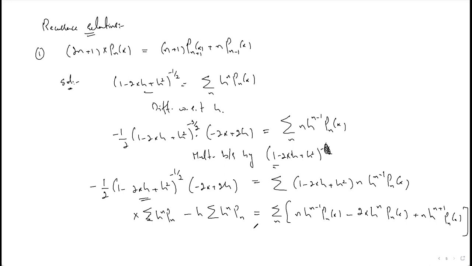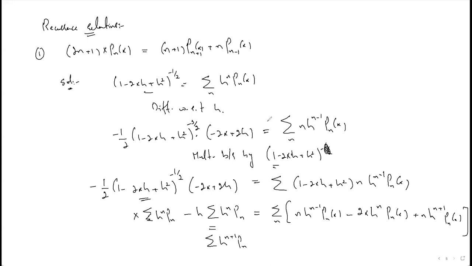Now I will just equate the coefficient of h raised to power n on both sides, such that we are making them equal powers. For example, if you look at this term here, this is summation h raised to power n plus 1 pn, because n plus h into h raised to power n is h raised to power n plus 1 pn. So you write this equation as such, only change this here.